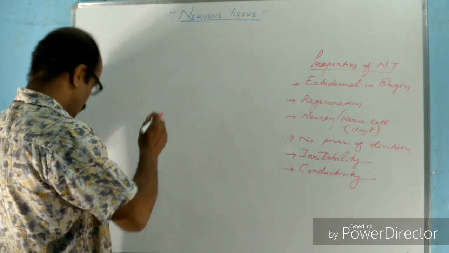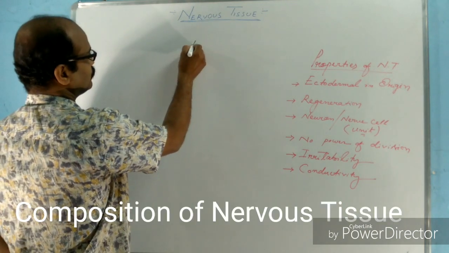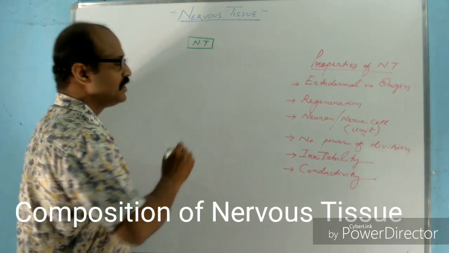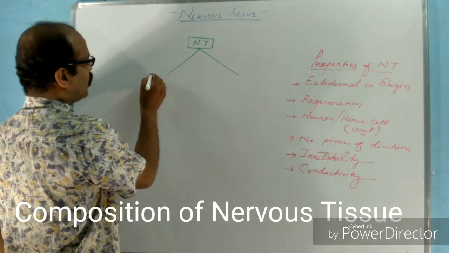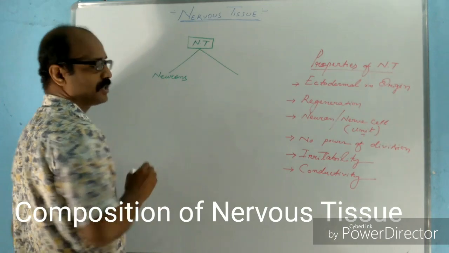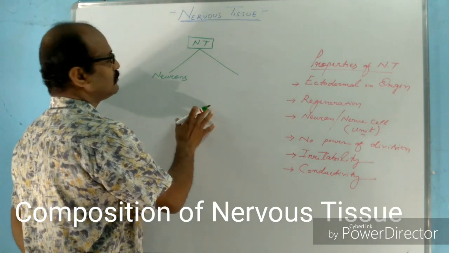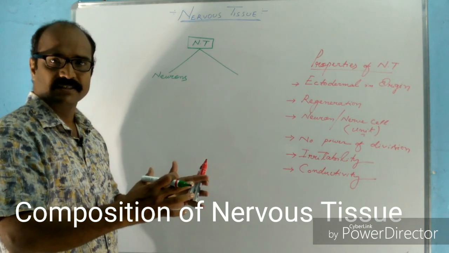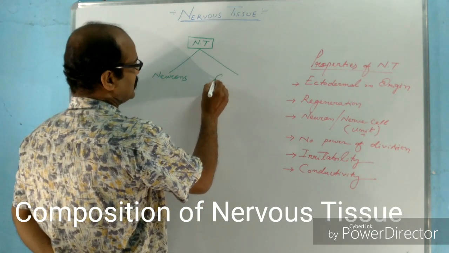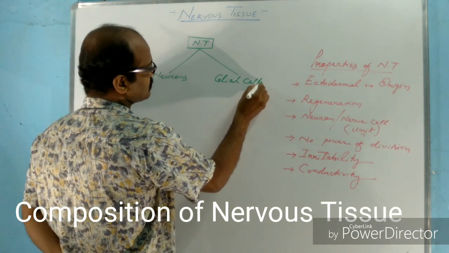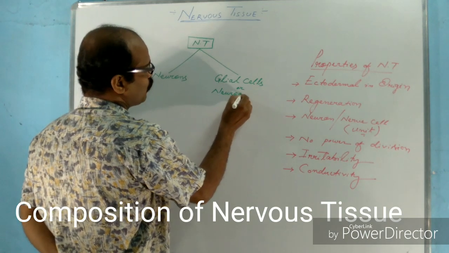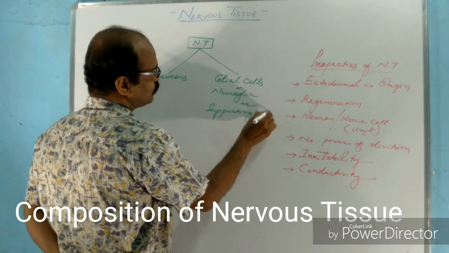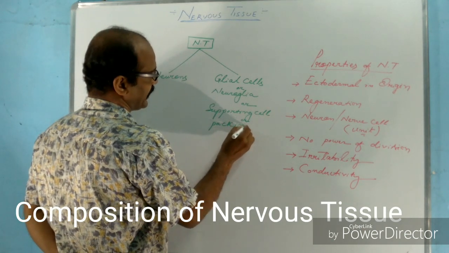Now come to the composition of nerve tissue. What are the components that form the nervous tissue? Actually, the nervous tissue is composed of neurons or the nerve cells, as well as some other kinds of cells. Those act as the packing cells or the supporting cells among the neurons. So these are the glial cells or neuroglia or supporting cells. It is also known as the packing cell.